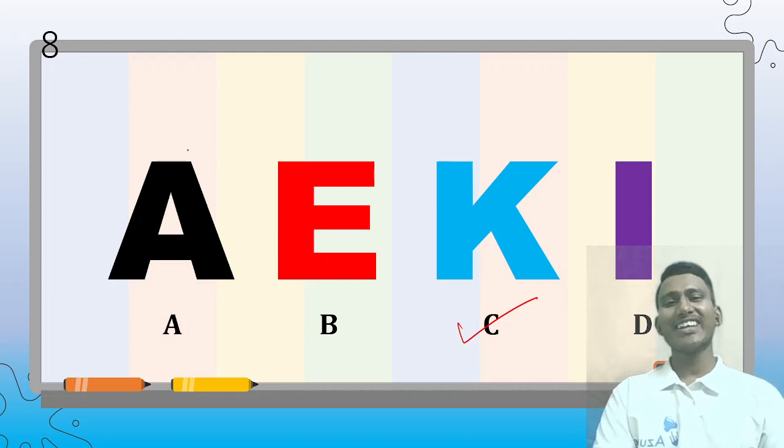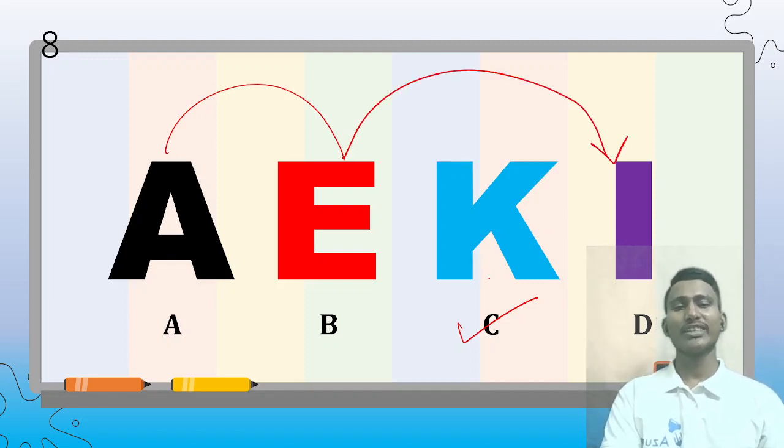A, E, I. Then K is a consonant, right? The others are vowels. Okay, good, beta. So let us go for the next example.